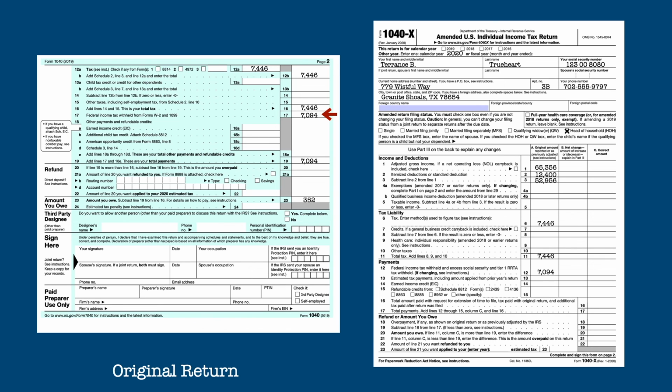Since he had a balance due on the original return and he had paid it, he enters that amount on line 16 of the amendment. If the balance due had not yet been paid, he would have left this line blank.